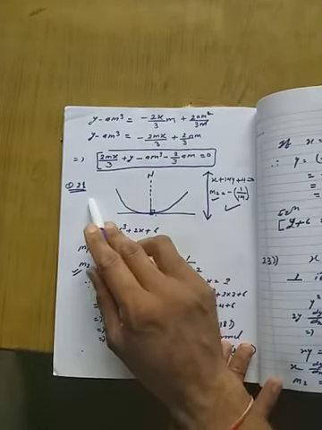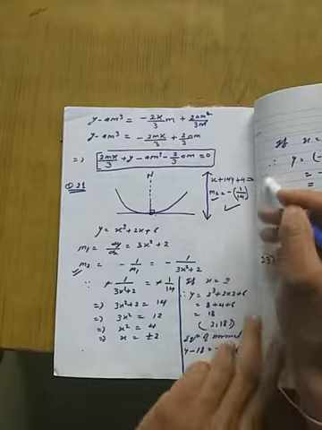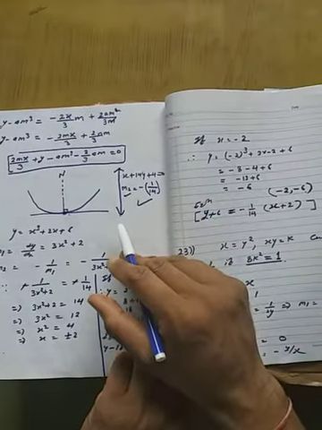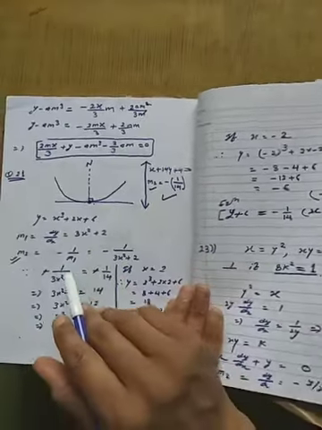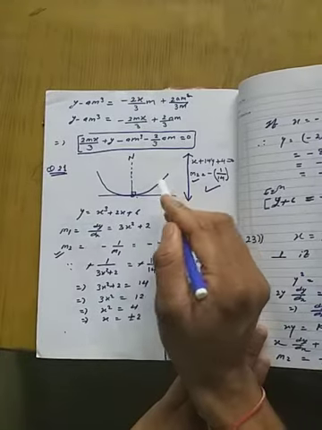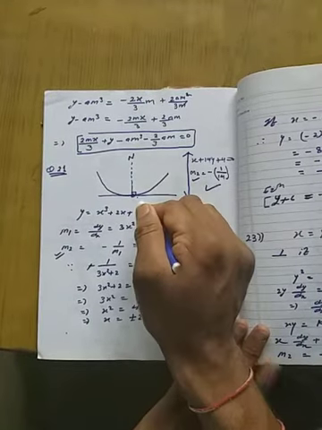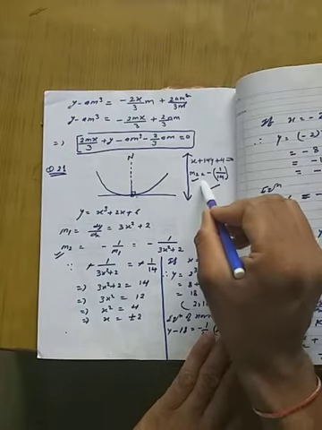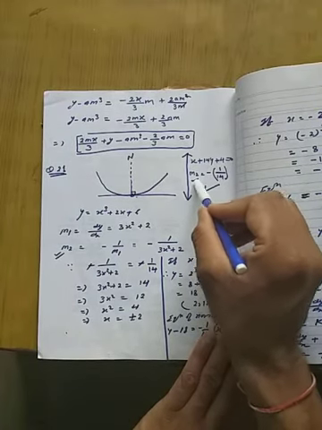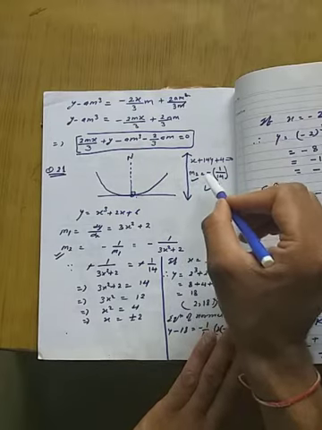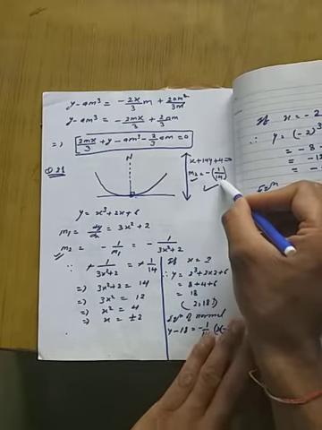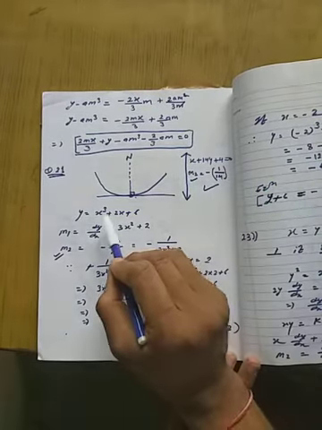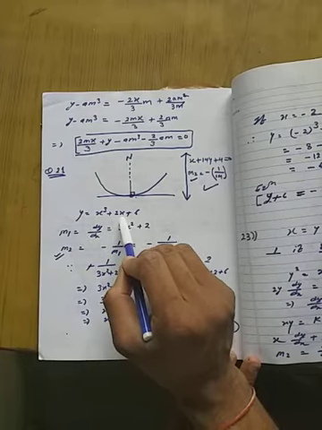In question number 21, you have to find the equation of the normal. The normal is parallel to this line. At first I will find the slope of this line. So the slope m2, the slope of the given line, equals minus coefficient of x upon coefficient of y. Okay, y equals x³ plus 2x plus 6.